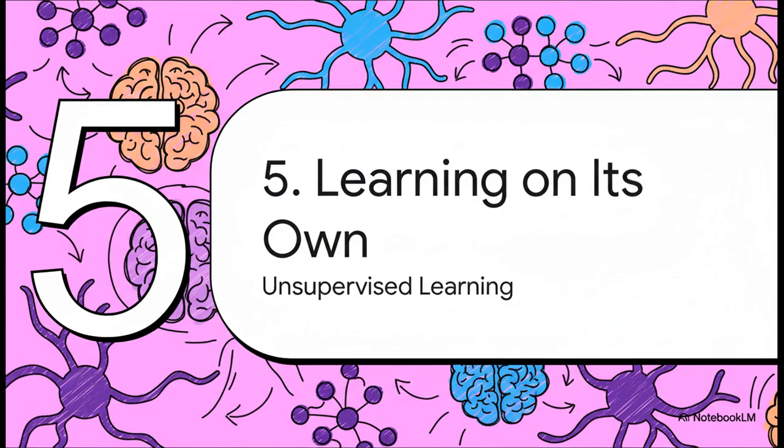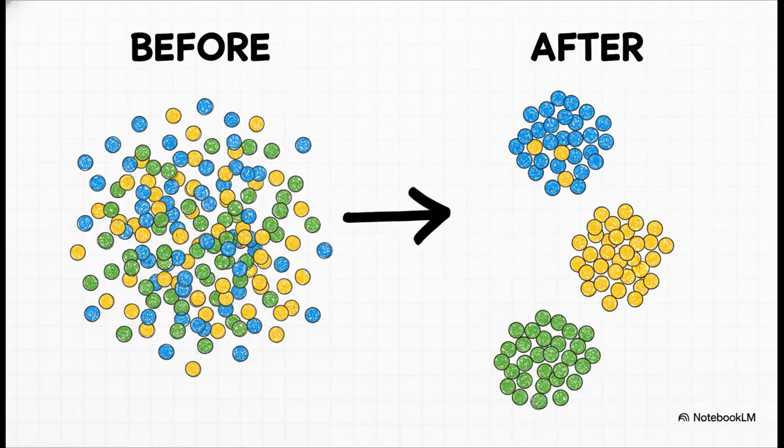But what happens when you don't have a teacher? What if all you have is a massive, messy pile of data with 0 labels? This is where unsupervised learning comes into play. The network's job here isn't about being right. It's about finding something interesting. It's basically a data explorer, sent out to find hidden structures all by itself.